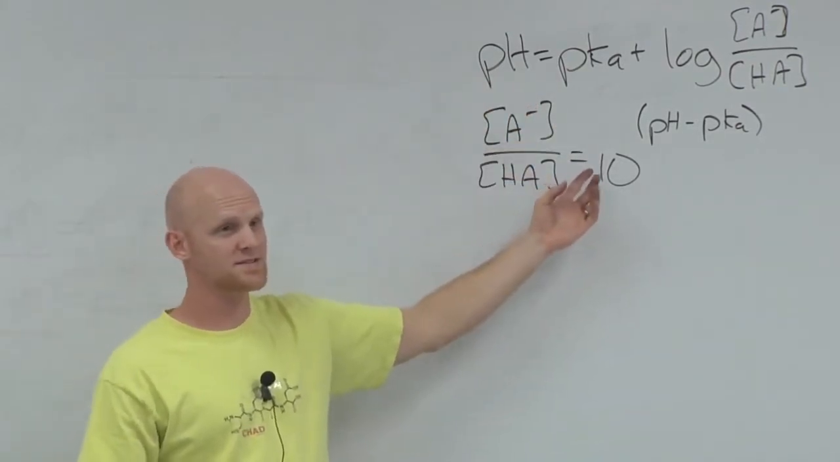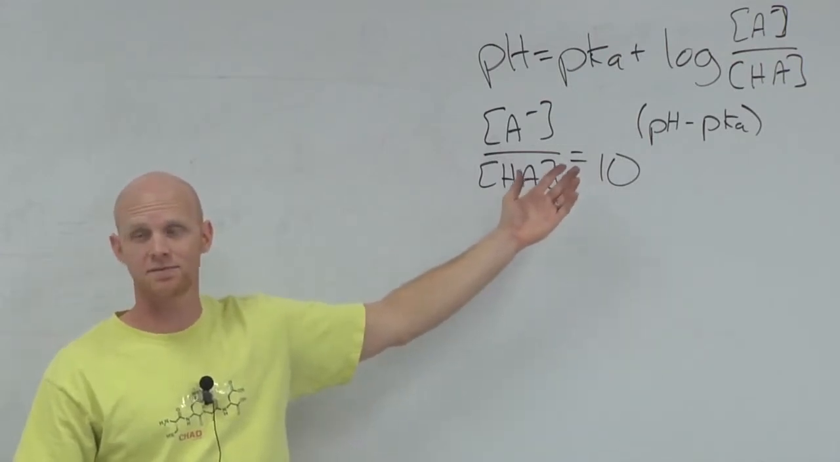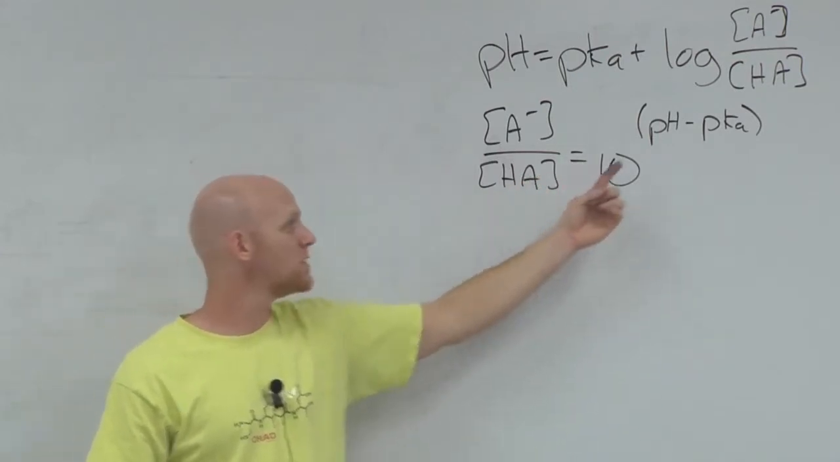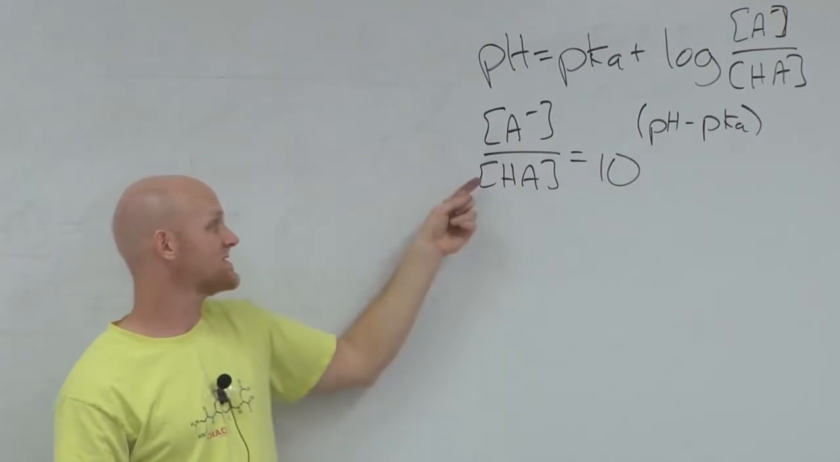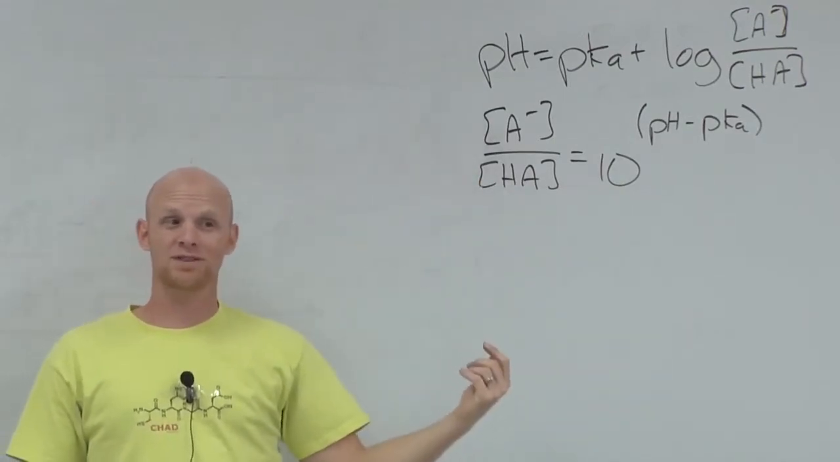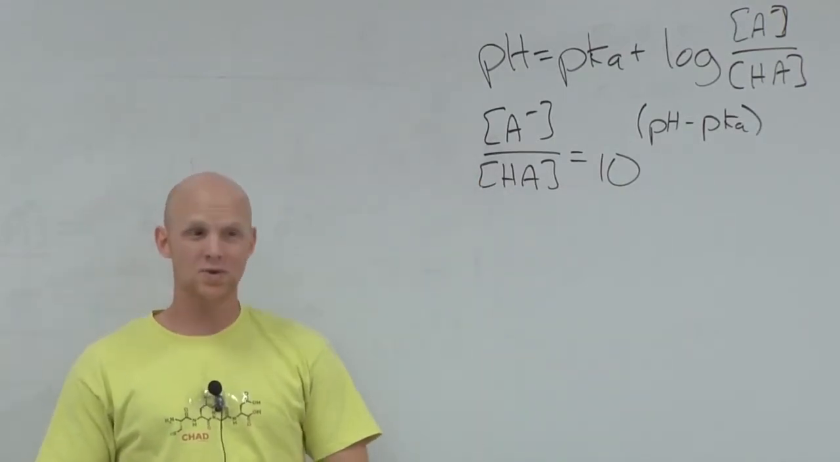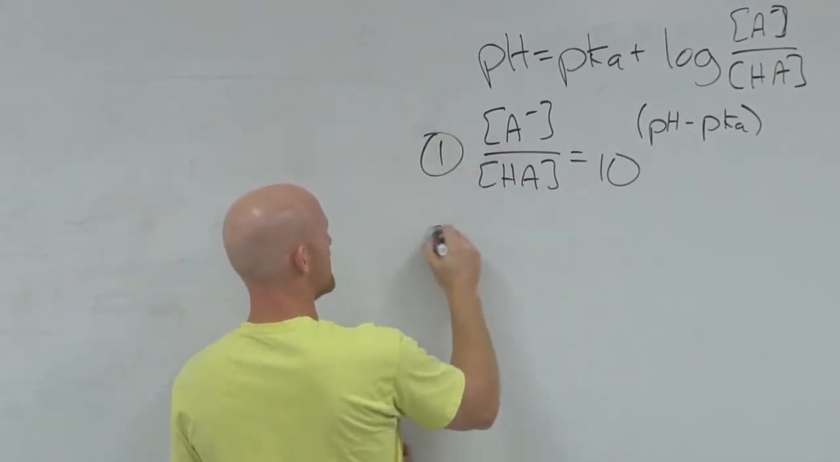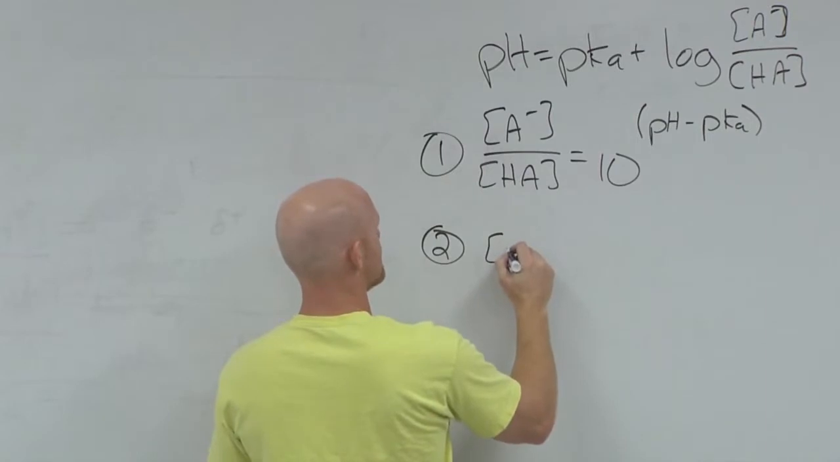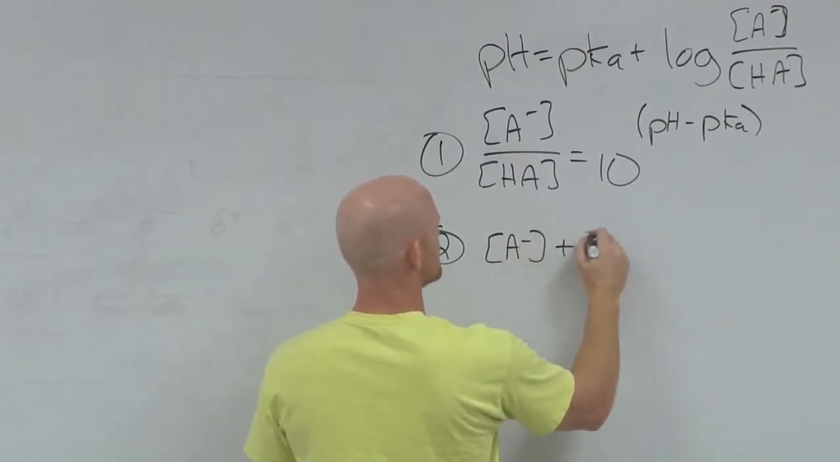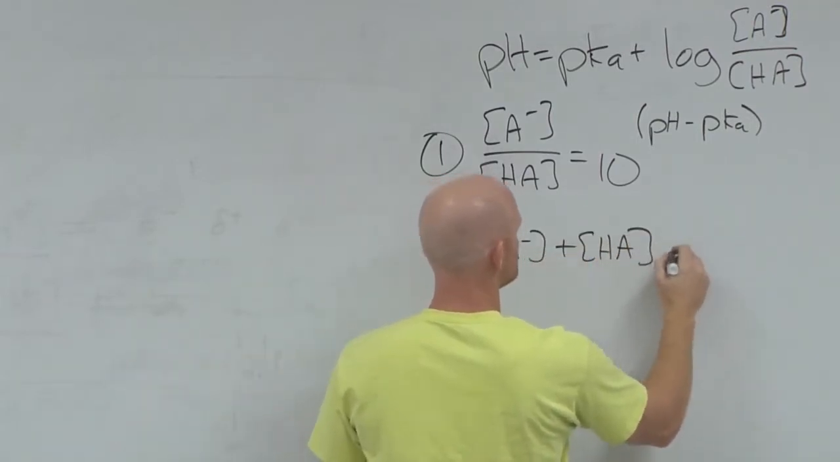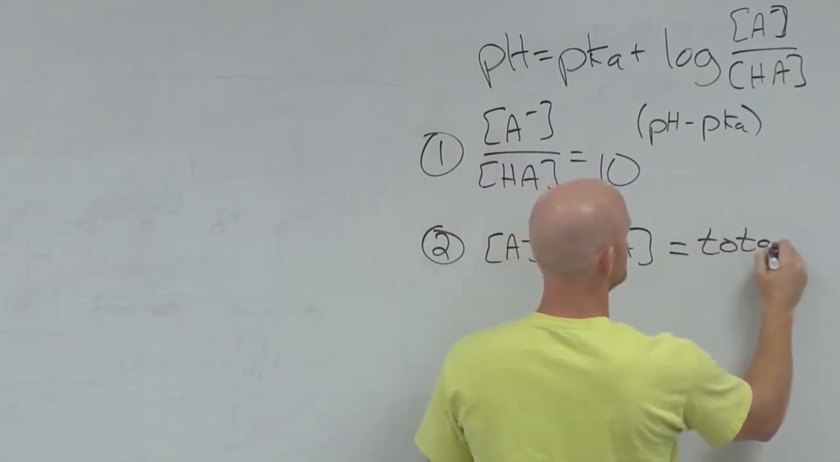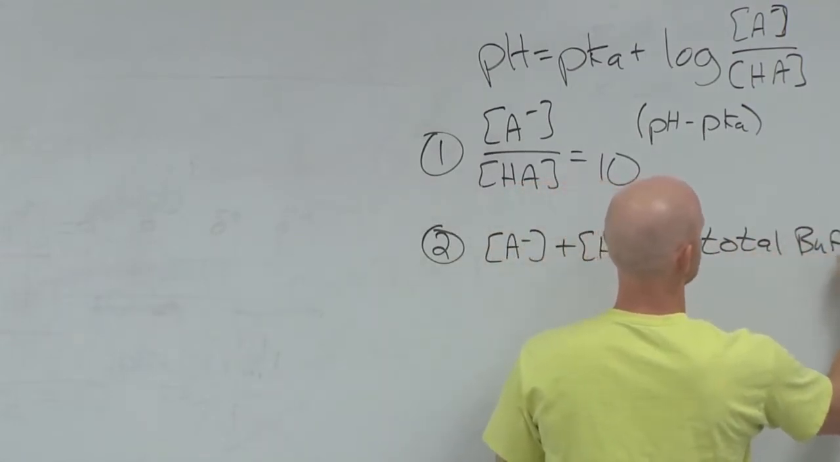Even though I've rearranged this, it comes from the same equation. How many unknowns are in here if I know both pH and pKa? There are still 2 unknowns. If you have 2 unknowns, how many equations do you need? 2. And so here's the deal. This one's the first equation. The second equation we always use is that the concentration of A minus plus the concentration of HA is equal to your total buffer concentration.